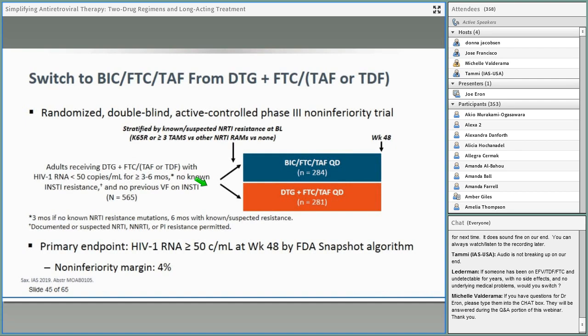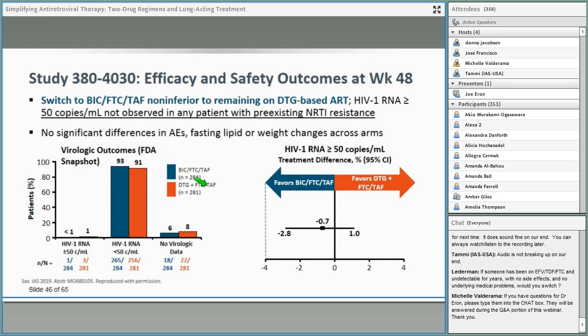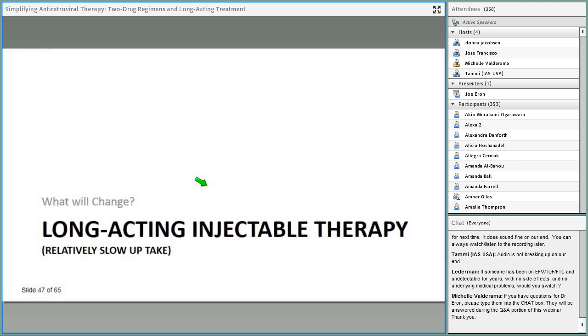We also know that if you look at people who are suppressed on dolutegravir FTC TAF and have previous virologic failures, so these are patients that were allowed in that had previous virologic failure, though they couldn't have had previous failure on an integrase. These people stay suppressed on a TAF-based regimen, but they were already suppressed on a dolutegravir-based regimen. So I'm going to skip through that.